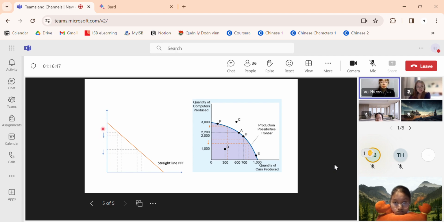The thing is that, like Thảo just mentioned, we face an increasing opportunity cost in this second figure. The amount of computers that we need to give up for every car produced is increasing over time. You see the difference between the first one and the second? So why is that? Let me give you an example so that you can understand it more easily.